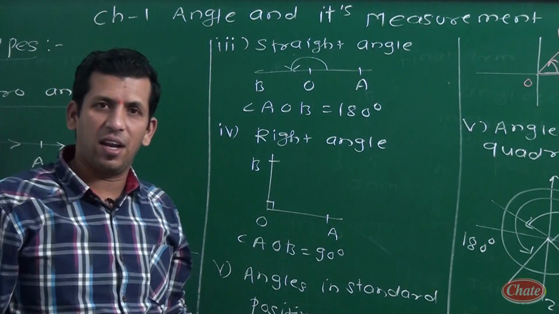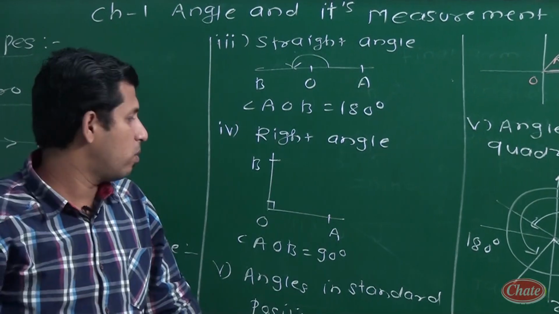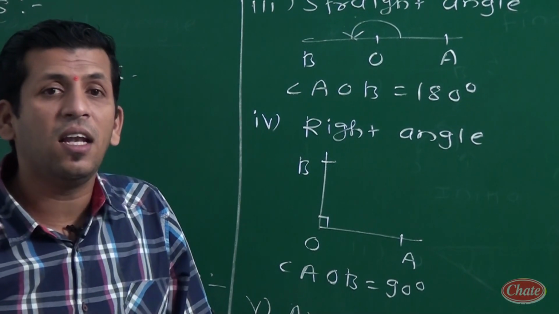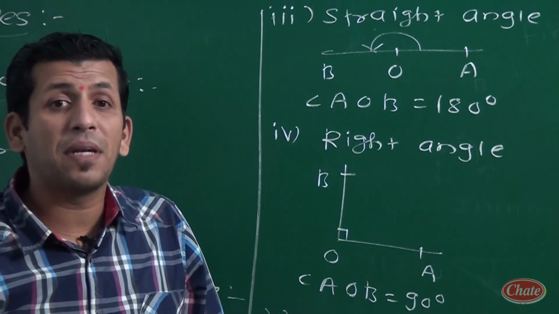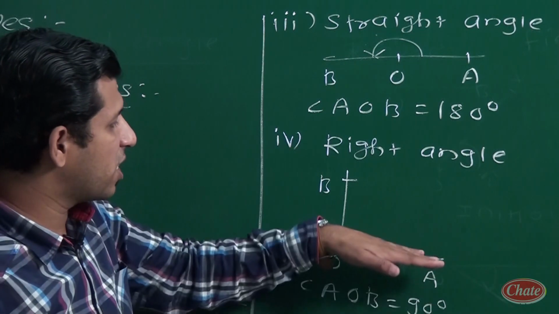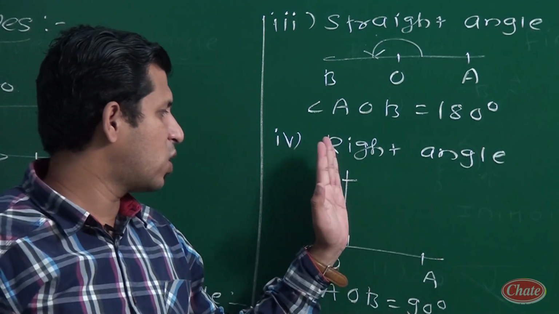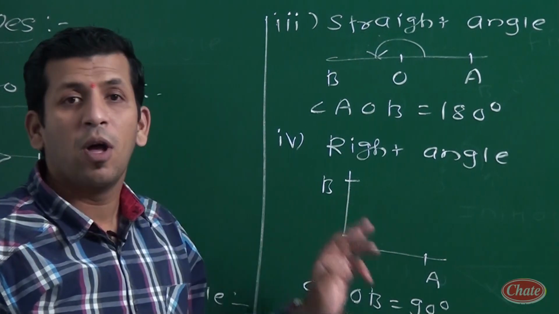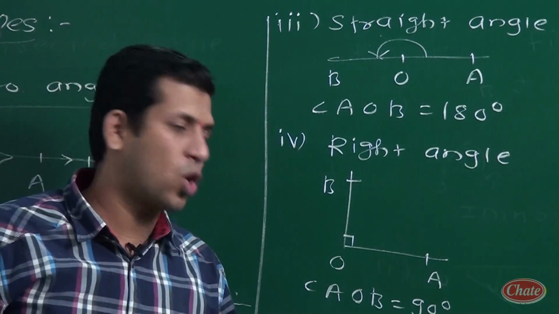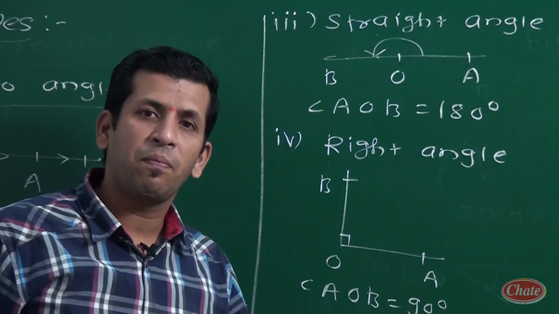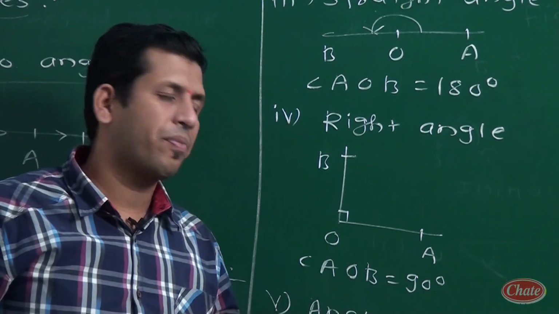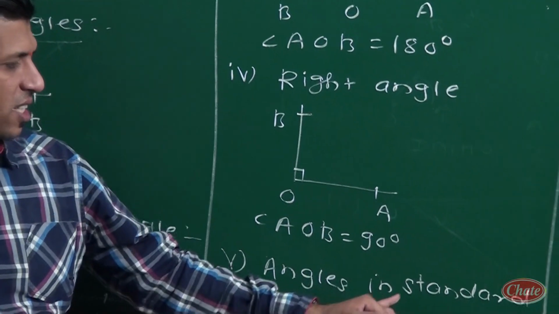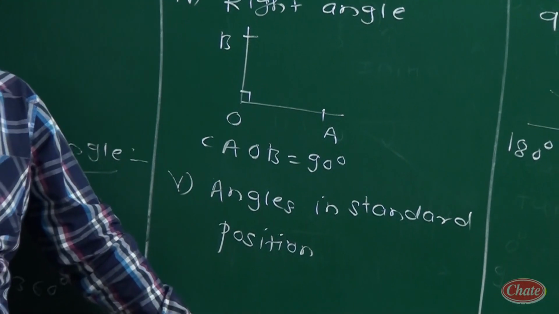Next, right angle. You all very well know what is the meaning of right angle: an angle which has a measure of 90 degree. This is your initial arm and this will be your final arm. Then this one-fourth portion is called a right angle, having a measure of 90 degree. Next, fifth, angles in standard position.